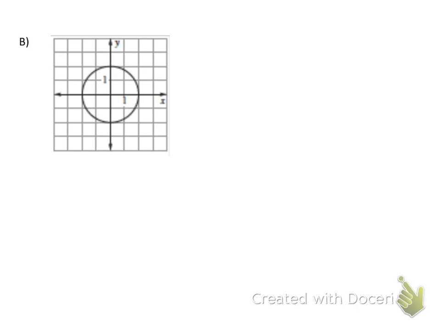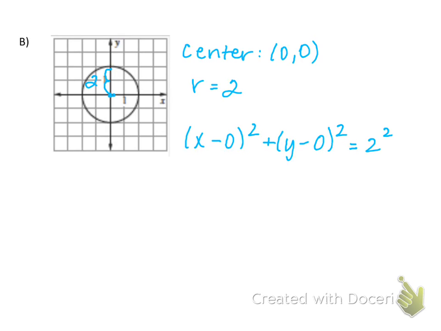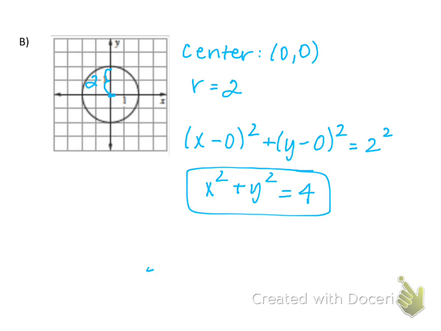I want to do the same thing again here, except it's on a graph. So I need to identify the center and the radius. So my center is (0, 0). The radius, I just count the distance from the center to the edge of the circle, which is 2 units. So I plug that into my equation, (x - 0)^2 + (y - 0)^2 = 2^2. When I simplify, I get x^2 + y^2 = 4.